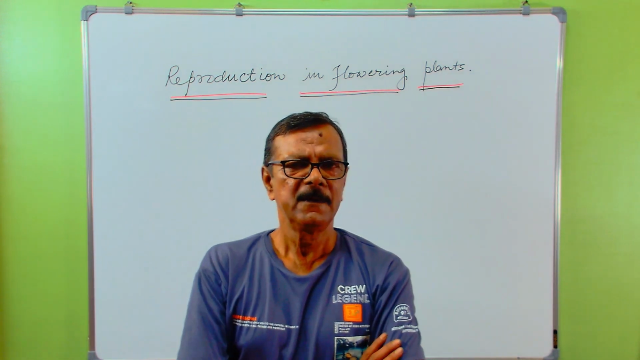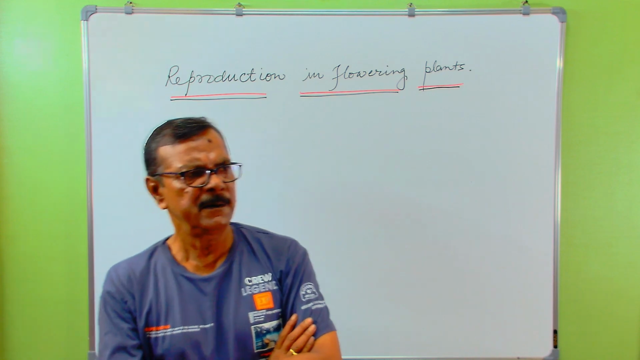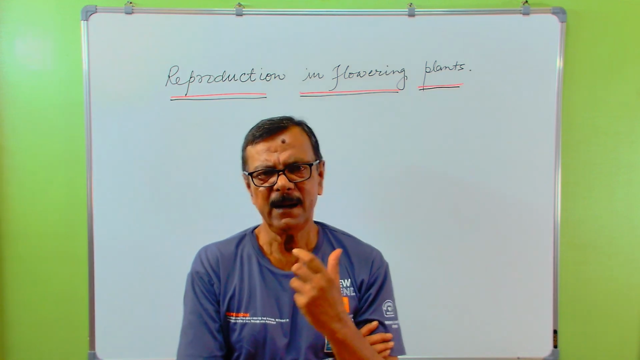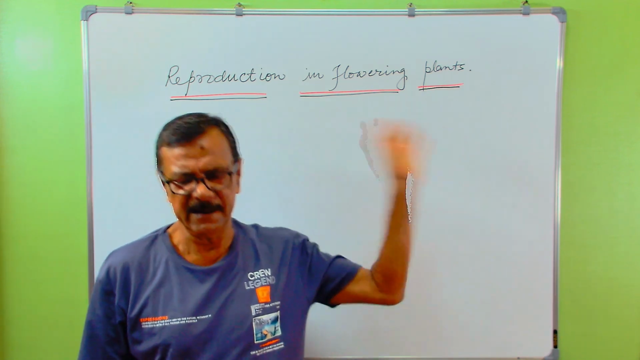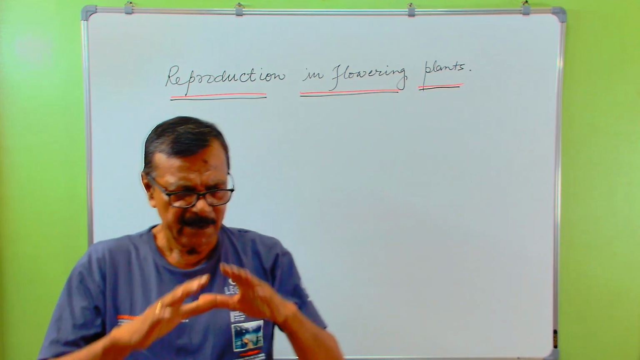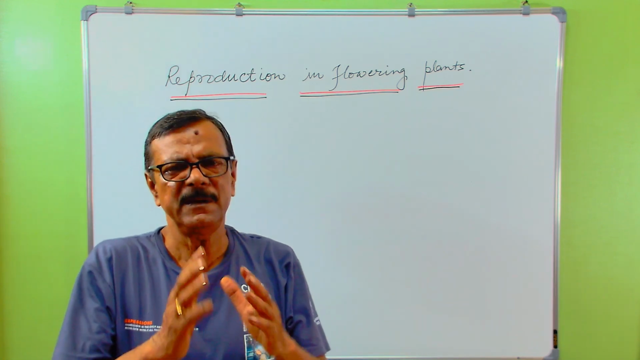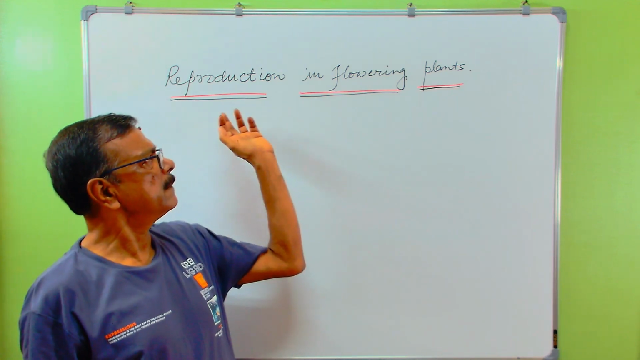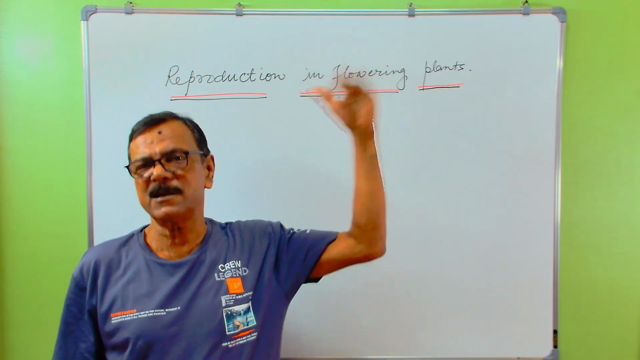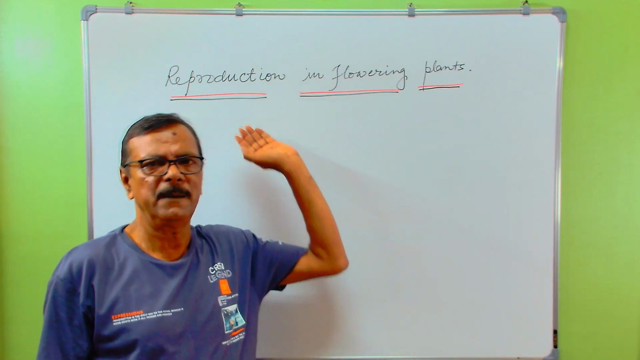Welcome friends, welcome to the biology classes. Today we will discuss a new chapter, that is reproduction in flowering plants, that is angiospermic flowering plants, how they reproduce. So reproduction is of two types, asexual and sexual reproduction. This pertains to sexual reproduction.